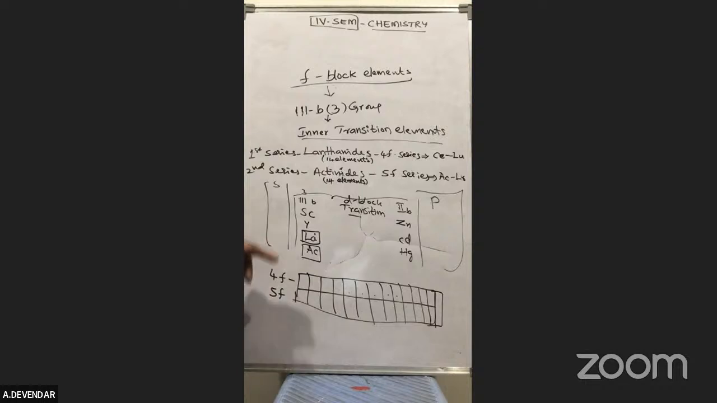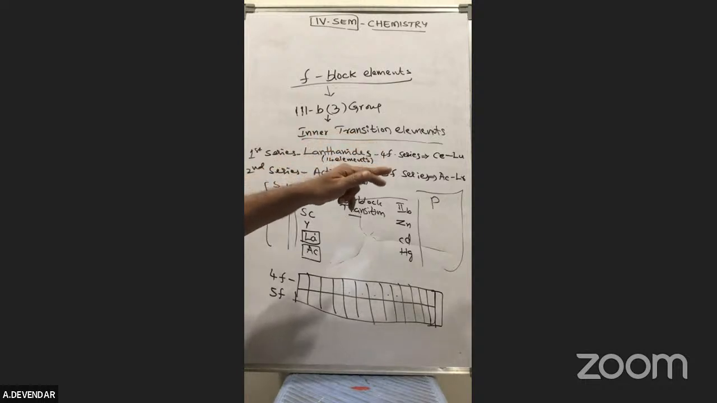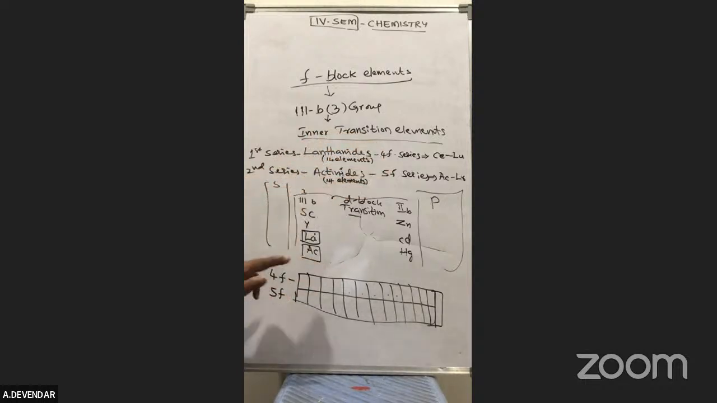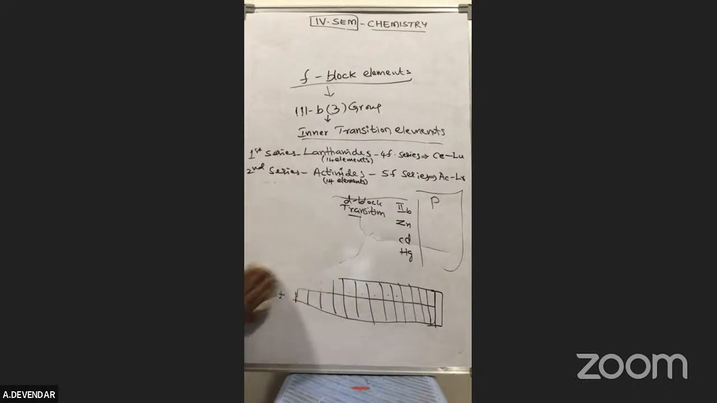Again, under the same group, actinium: after actinium, up to lawrencium, the 14 elements are called actinides. That is called the 5F series. Why 4F and 5F? In the 4F series, the electrons enter the 4F orbital, and in the remaining 5F series, they enter the 5F orbital. This is about the inner transition elements, the 4F and 5F series. Okay, fine, you now have a little bit of an idea.